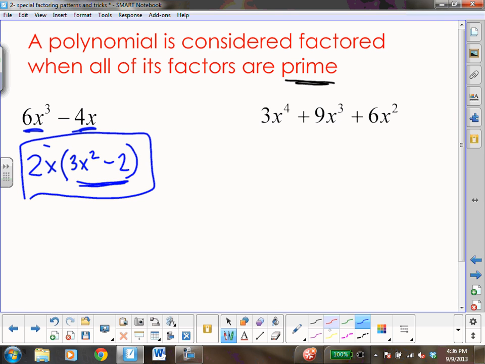Again, I look at every term, and I think to myself, what does each term have in common? I notice each coefficient is divisible by 3, and every term has 2 x's in it. So I'm going to factor those x's out. So the greatest common factor is 3x squared, which means that I am left with x squared plus 3x plus 2. And looking on the inside here, if I can factor this any further, I should.